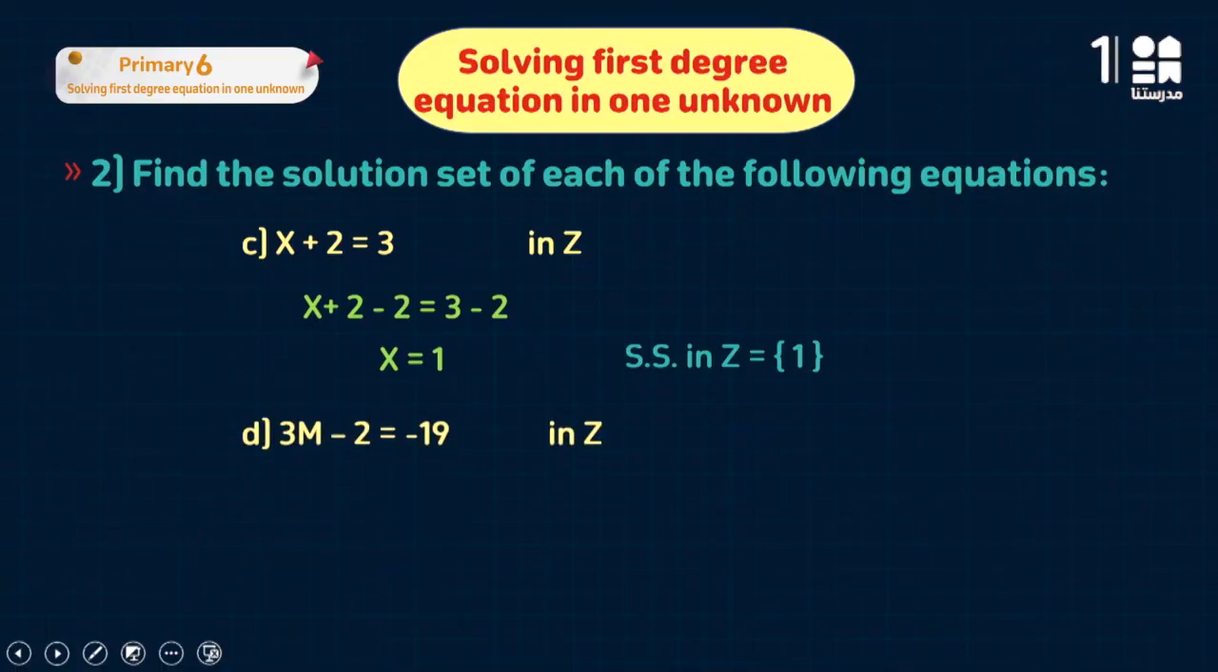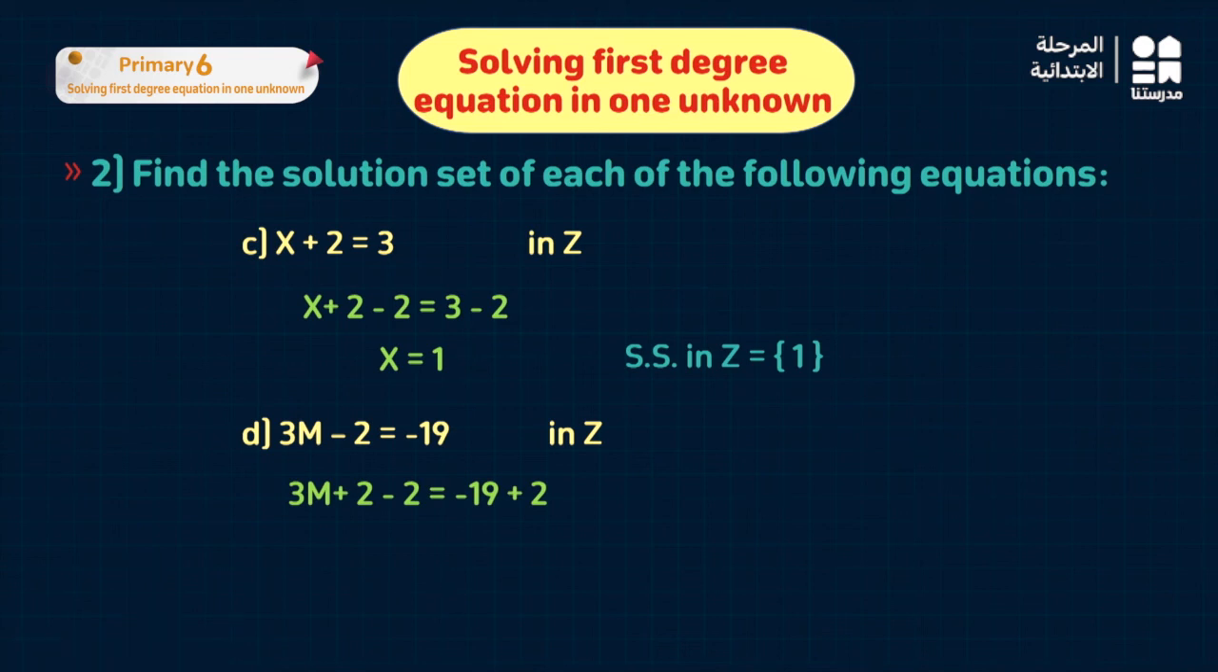3m minus 2 equals negative 19. For 3m, I will add 2 to both sides at the beginning, and after that I will simplify the 3 by dividing. So it will be 3m minus 2 plus 2 equals negative 19 plus 2. Why did I add 2? To cancel the 2 and make its value 0. So it will be 3m equals negative 17.